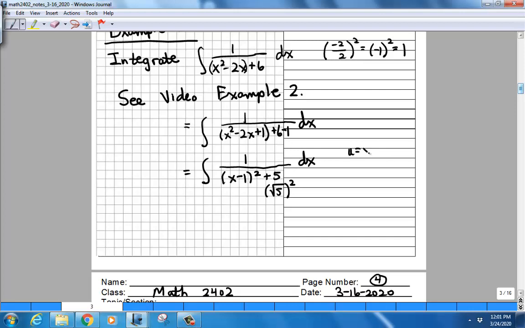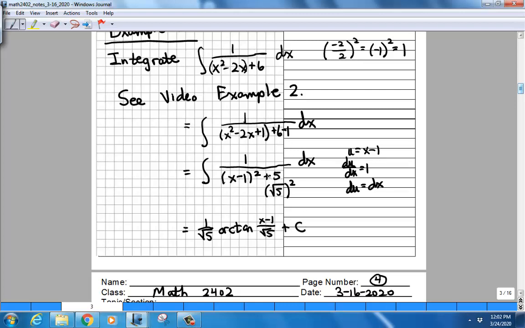We would substitute u to be x minus 1, but that's a really easy substitution because then of course, du dx is 1, so that means that dx is just equal to du. So you get a very easy substitution here, and I'm not going to go through all the steps of the substitution, but ultimately you will end up here using the arctangent again to integrate. So you would have 1 over square root of 5 times the arctangent of x minus 1 over square root of 5 plus a constant.